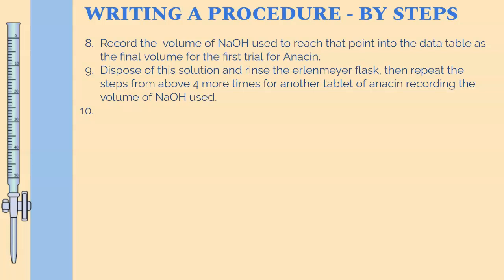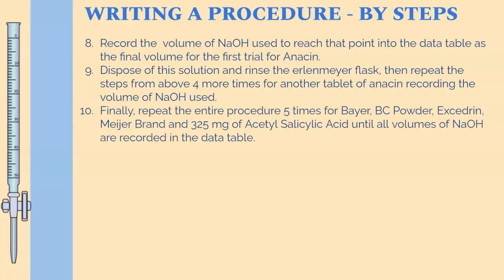So we're going to go back, measure the tablet, and do all of that again. It's just telling you to repeat what you've already done. And then finally, step 10, repeat the entire procedure 5 times for Bayer, 5 times for BC powder, Excedrin, Meyer brand, and 125 milligrams of acetylsalicylic acid until all volumes of NaOH are recorded in the data table. So again, it's telling you that you're going to do 5 trials of the Anacin, and then step 10 tells you you're going to repeat everything over and over again.